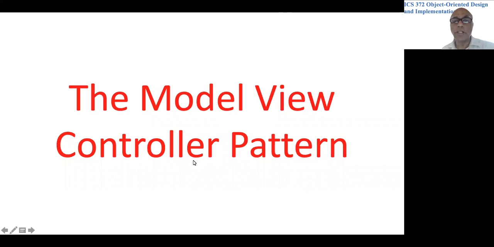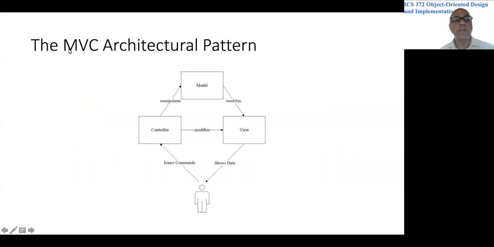The Model View Controller pattern is unlike any of the patterns that we have studied in this course up until now. This is what is called an architectural pattern. The patterns that we have studied so far, like singleton or adapter or facade, are all design patterns. Then what is the difference between an architectural pattern and a design pattern? The Model View Controller, MVC for short, is an example of an architectural pattern, as we just mentioned.